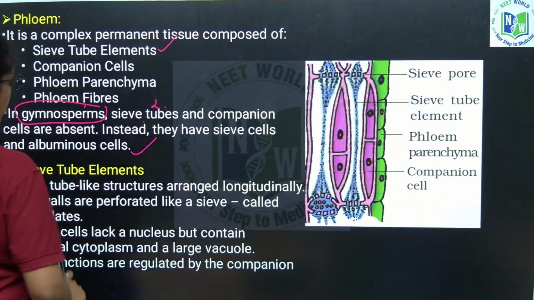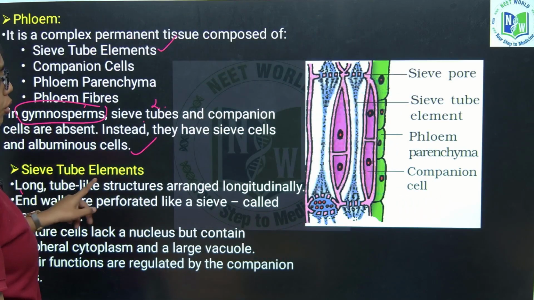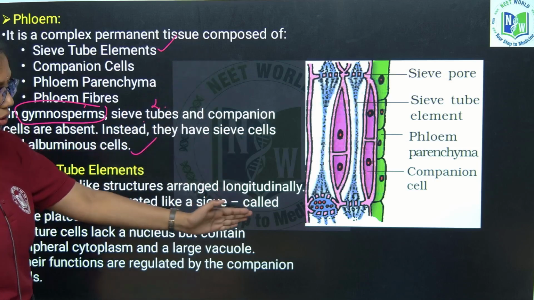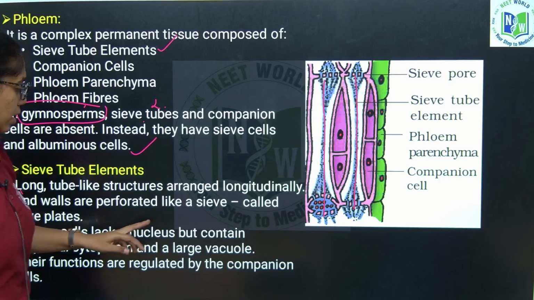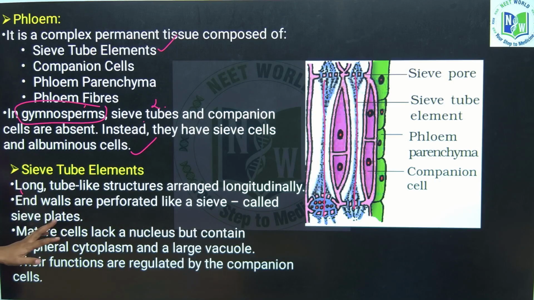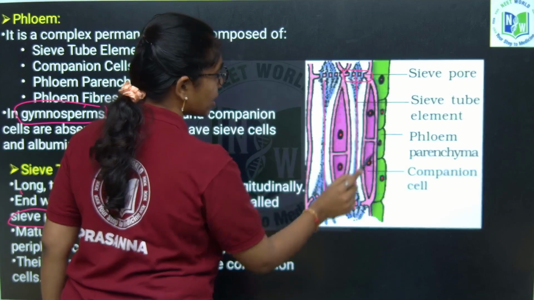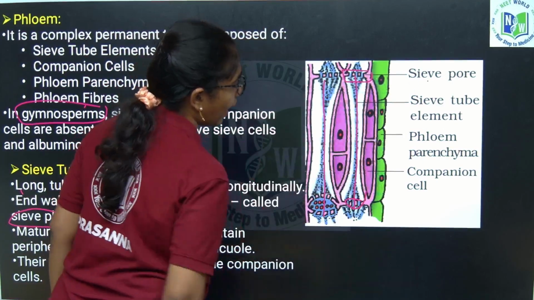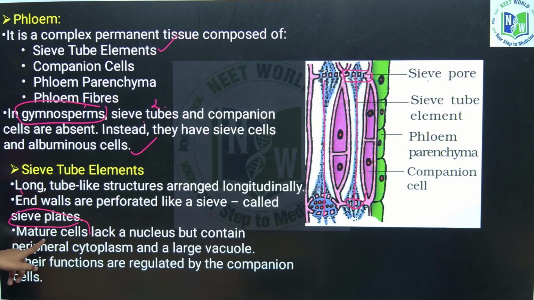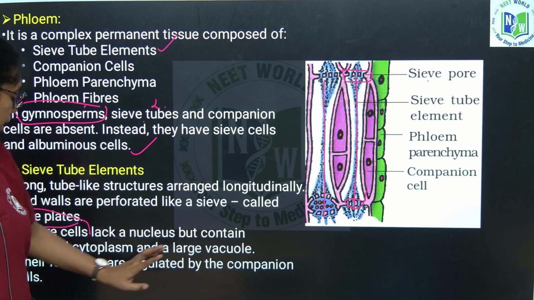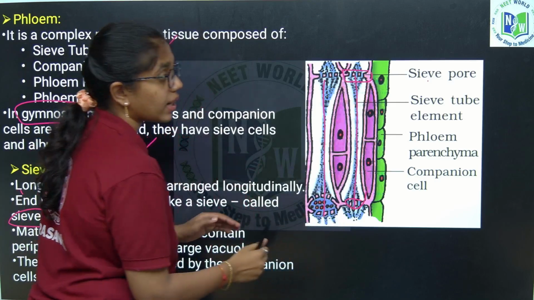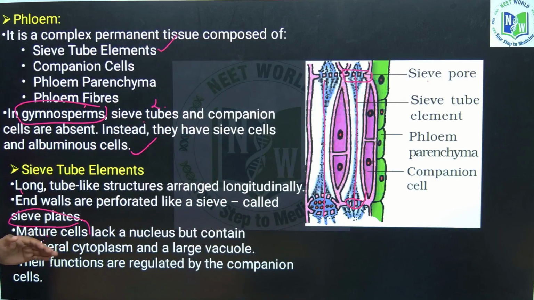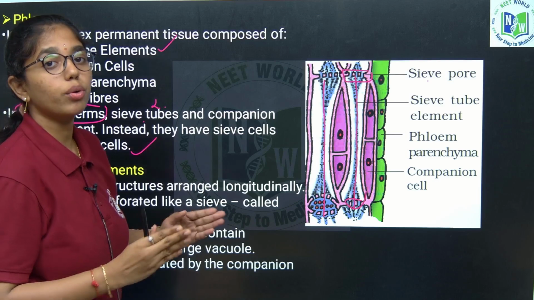Coming to sieve tube elements, these are dead. Sieve tubes are also dead tissues. They are long tube-like structures arranged longitudinally. This is your NCERT diagram. The end walls are perforated with sieve plates, in which they have sieve pores also. Mature cells lack nucleus but contain peripheral cytoplasm and a large vacuole. So, sieve tube cells will contain peripheral cytoplasm and a large vacuole, but they are enucleated.